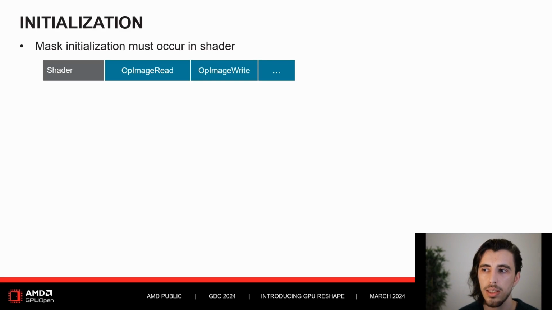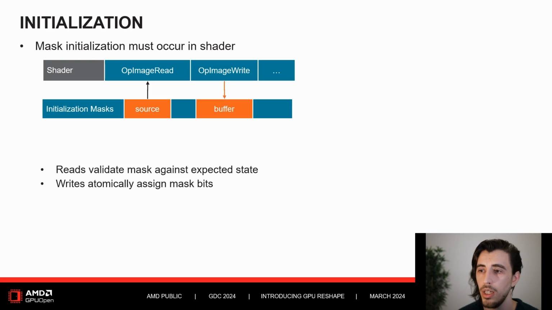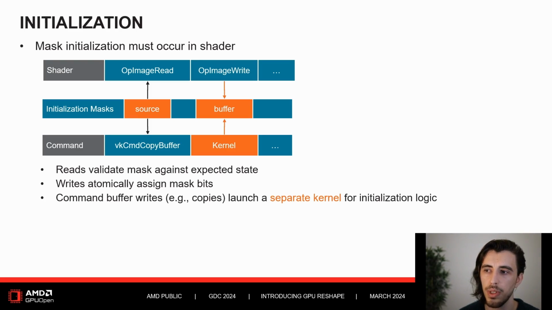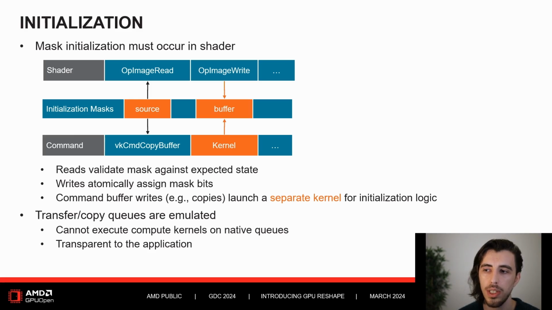One problem though is that initializing these masks has to happen inside of a shader. If we're already inside of a shader, any user read validates the mask, and any write atomically assigns the relevant bits. But if it's happening from a command buffer write, such as a clear or copy, we actually launch a separate kernel to initialize things. And it does so with feature programs. But there's another problem. What if this happens on a transfer or copy queue? I can't launch any kernels there. When reshape is enabled, these kind of queues are actually emulated. In reality, they're just a regular compute queue, even though I don't necessarily tell the application.